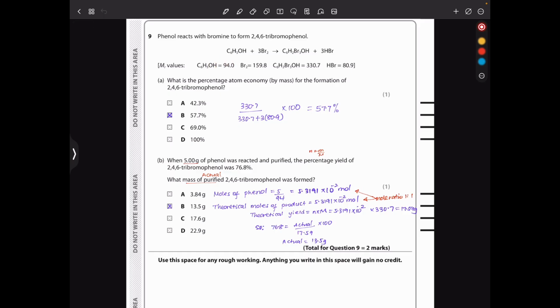So I got those. And since the mole ratio is 1:1, the product theoretical moles are going to be exactly the same. You can see the ratio is 1:1, so it's the same number of moles. And then the theoretical yield, which should be the mass, is going to be number of moles, which we have here, times the molar mass of the product, which is 330.7, giving us 17.59 grams. And so finally, the percentage yield should equal actual divided by theoretical times 100, and making actual the subject, I got 13.5 grams, which makes B my answer.